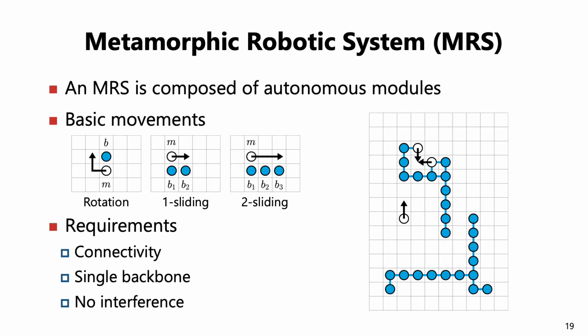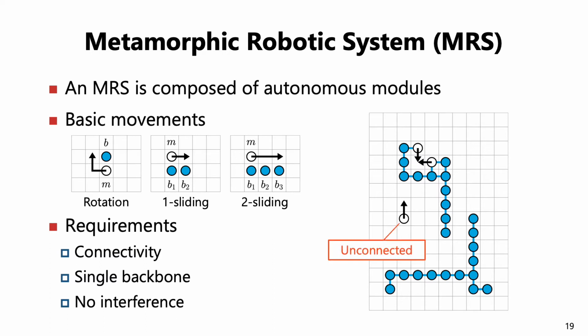First, let me talk about the model and the definition of the problem. This is the definition of a metamorphic robotic system. An MRS is composed of multiple autonomous modules, and the basic movements of modules are rotation and sliding. During an execution, an MRS is required to satisfy these requirements.